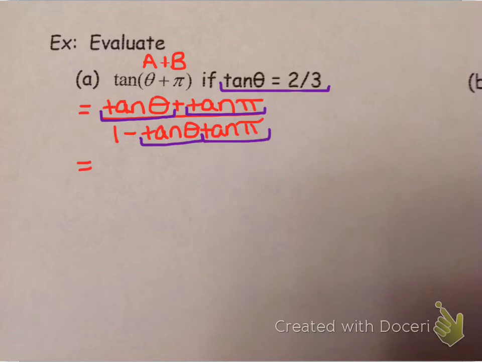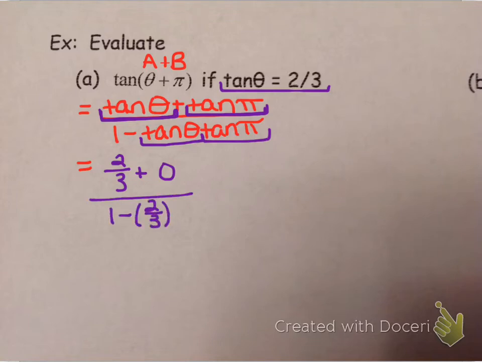So I'm going to go ahead and substitute tangent of theta right there as 2/3 plus, and then tangent of pi is just 0. Then tangent of theta is 2/3, and tangent of pi is 0. I don't need to deal with either of the methods from the previous problem, because my numerator is just 2/3. And 2/3 times 0 down here is just 0, so my denominator is just 1.